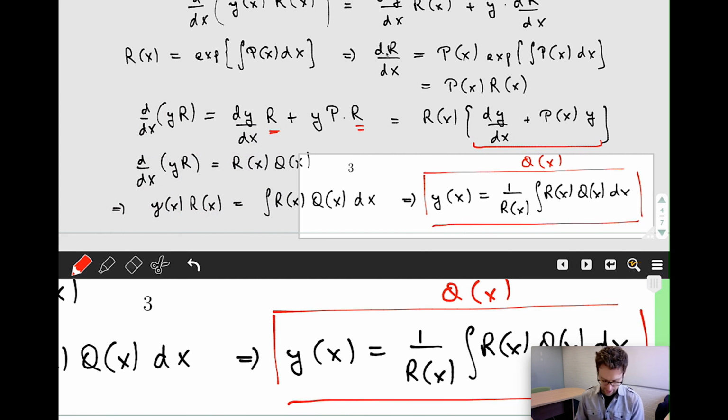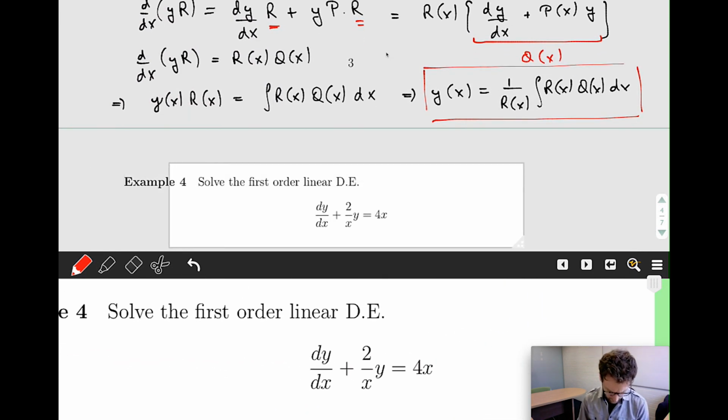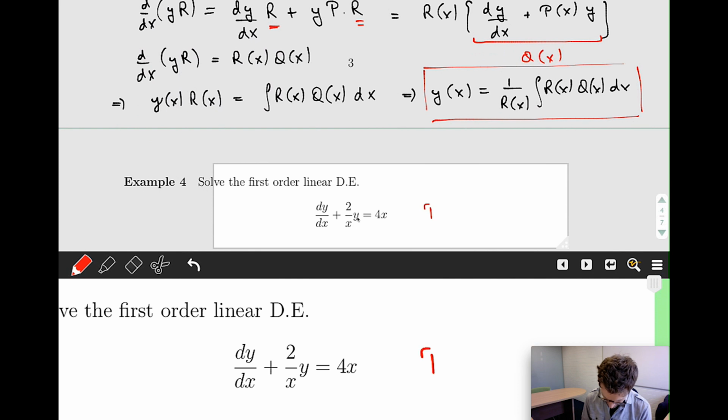Now, just knowing this formula is not enough to be able to solve any old linear differential equation. There's a couple of steps that we want to go through carefully. So let's take a look at an example. Here's my equation that I'm going to try and solve, example 4. dy/dx plus 2 over x times y is equal to 4x. First of all, we recognize that this is in fact a first order differential equation. The highest order derivative is the first order derivative, dy/dx. And it is linear, so it's only got dy/dx and it's got y. In fact, I can read off what p of x is and what q of x is.